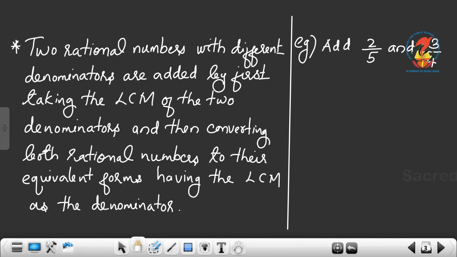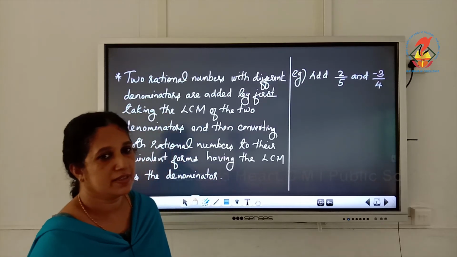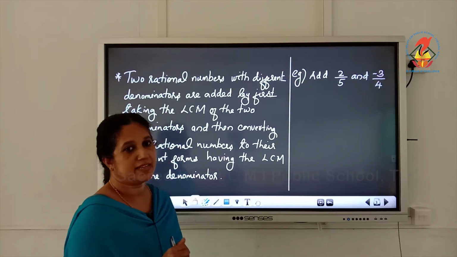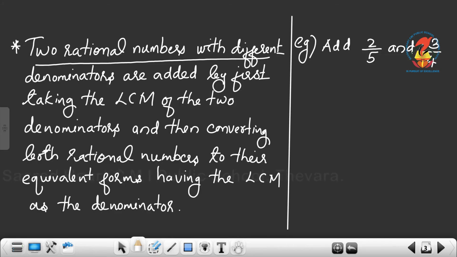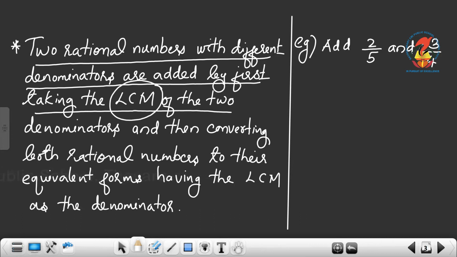Now what will happen if the denominators are different? How to do it? You have to find the LCM of the denominators. And after that you have to write the equivalent rational number with the LCM as the denominator. So two rational numbers with different denominators are added by first taking the LCM of the two denominators and then converting both rational numbers to their equivalent forms having the LCM as the denominator.